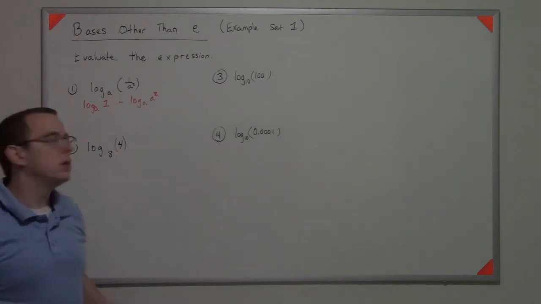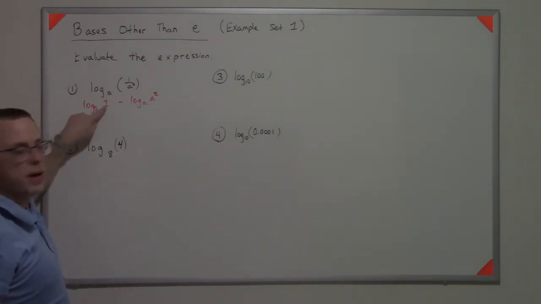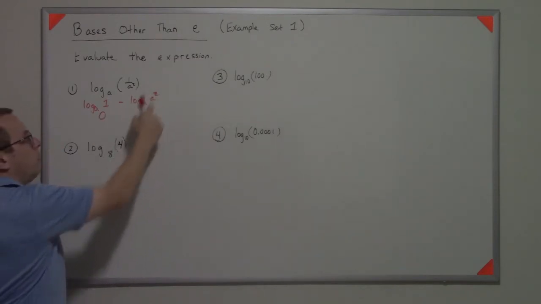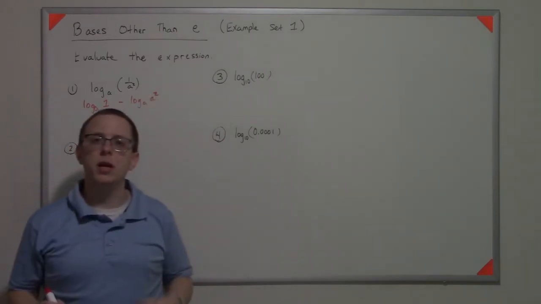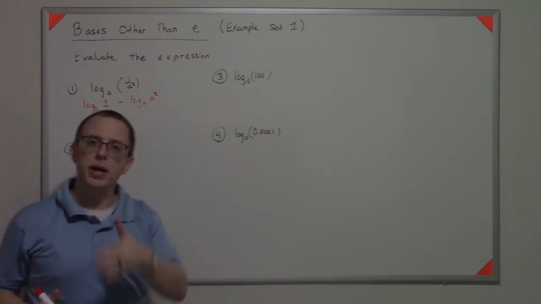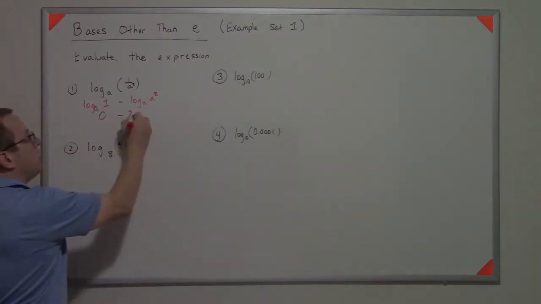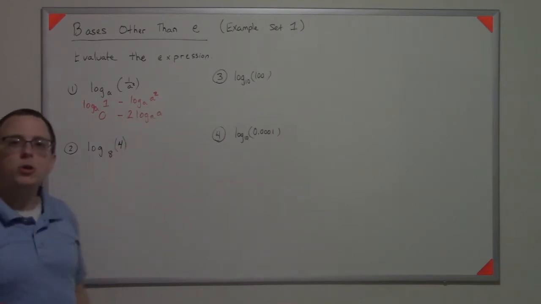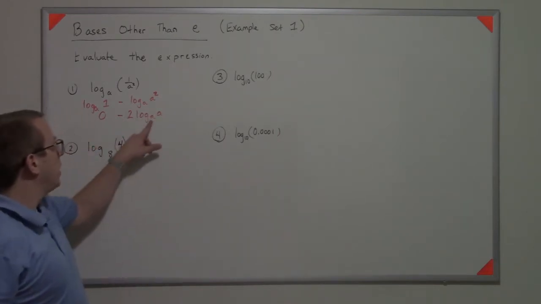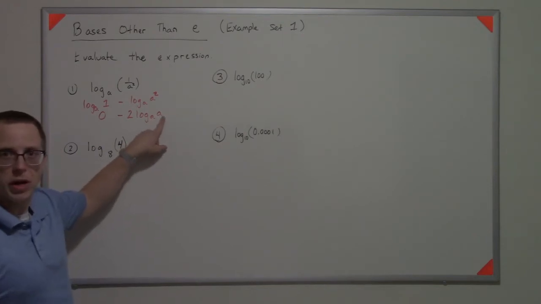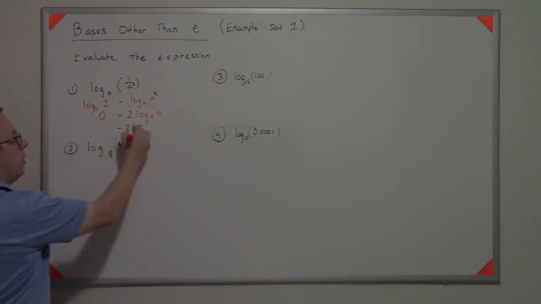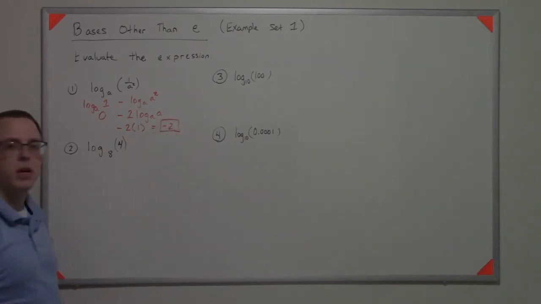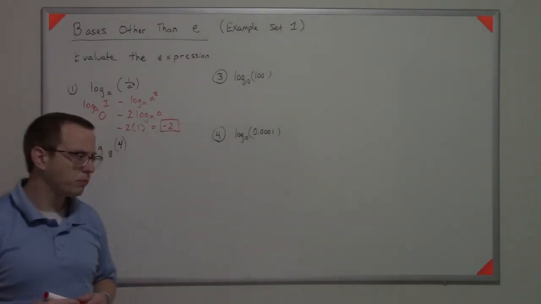And log of 1 is always 0, it doesn't matter what the base is. Then we have another property that says we can take that exponent and bring it out front. So that's minus 2 log base a of a. But we also have another property that says that if the base and the argument agree, that's just a 1, leaving us with an answer of negative 2.